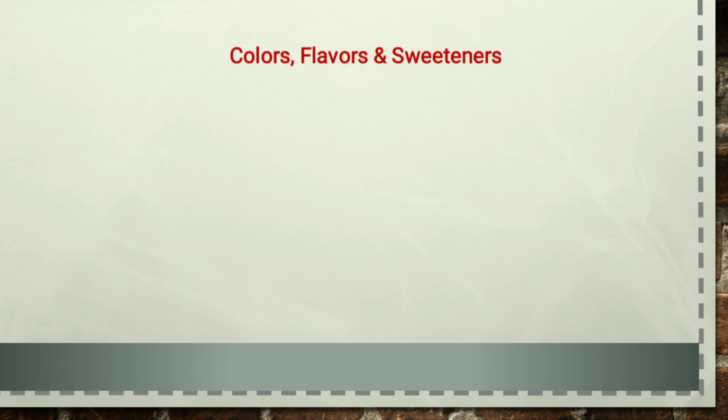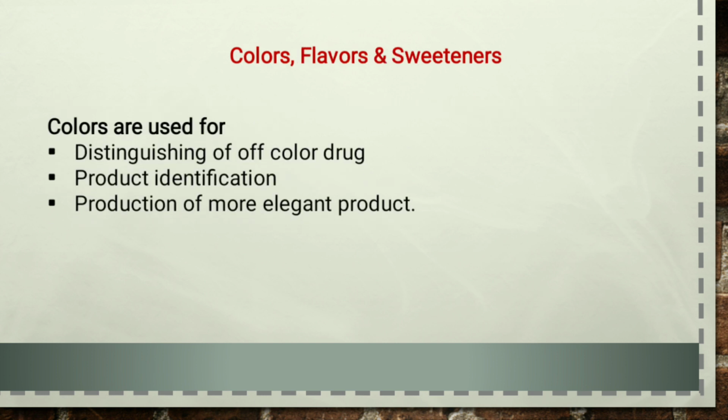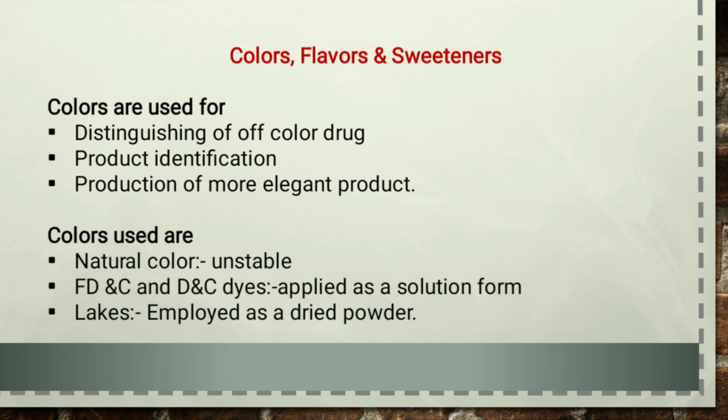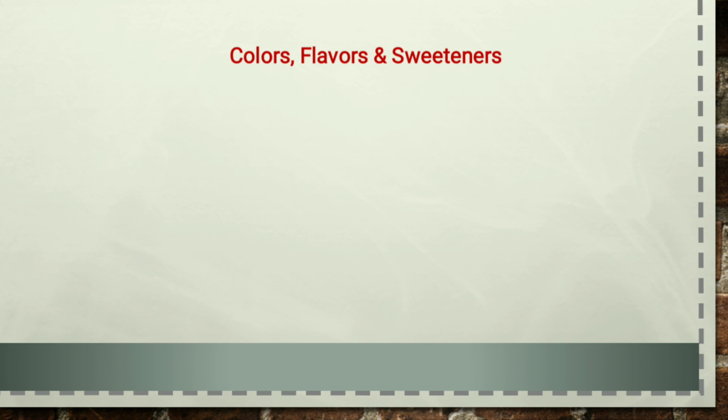Then next one, colors, flavors and sweeteners. Colorants' main role is to facilitate identification and enhance the aesthetic appearance of the product. Colors used must be permitted colors. So colors are either added to the vehicle used for granulation or to the powdered mixture before granulation. Then different colors used are natural colors, FD&C and D&C dyes and lakes.